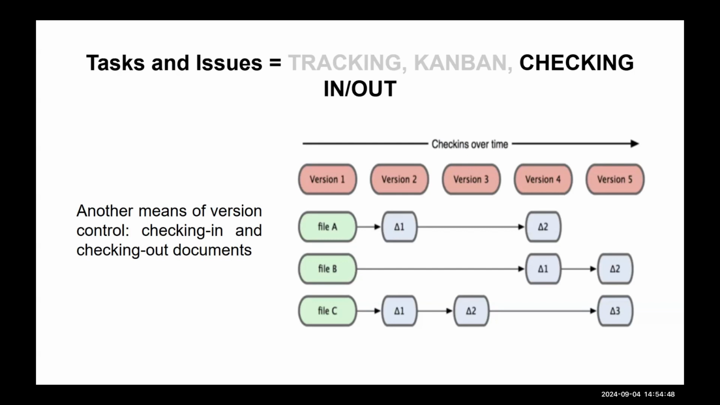So if 2 people decide to work on a file at the same time, the person who has checked it out first has access to it. And then when they check it in, another person can check it out. And so you have a record of who's contributing what, and nothing gets overwritten. These are a little bit more unwieldy than GitHub, but this checking in and checking out model is a type of version control.